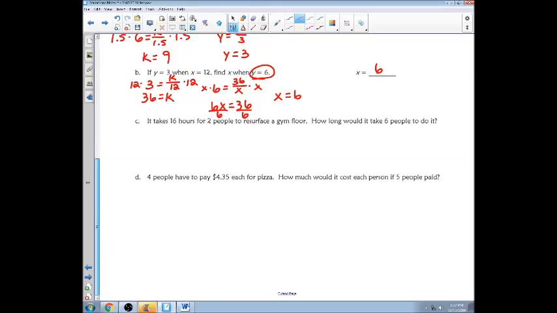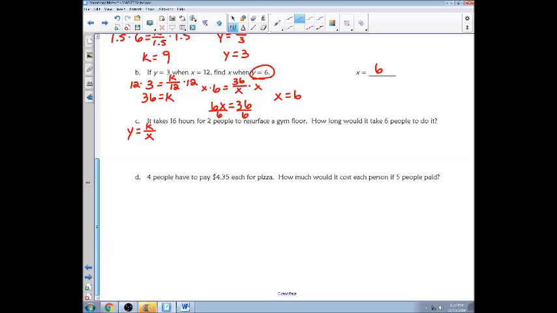It takes 16 hours for 2 people to resurface a gym floor. How long would it take 6 people to do it? This is an indirect variation problem. The reason why it's indirect is because the more people that I have to do a project, the less amount of time it should take. So this is going to be an indirect. We're going to use y equals k over x. Okay?